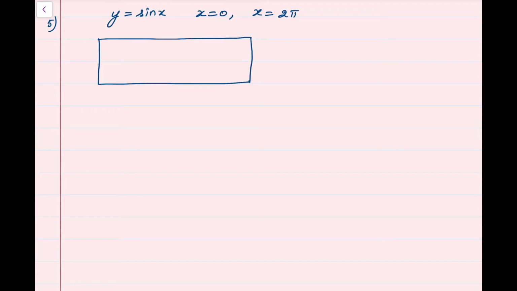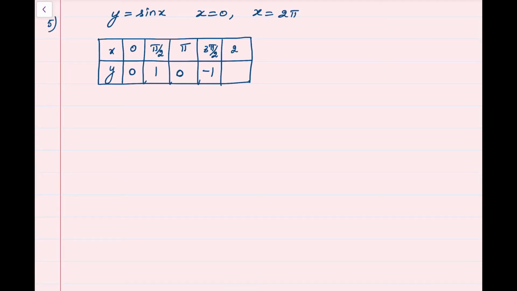Fifth question, find the area bounded by the curve y equal to sin x between x equal to 0 and x equal to 2 pi. Let us draw the table for sine curve. If x is 0, sine 0 is 0. If x is pi by 2, sine pi by 2 is 1. If x is pi, sine pi is 0. If x is 3 pi by 2, sine 3 pi by 2 is minus 1. If x is 2 pi, sine 2 pi is 0.